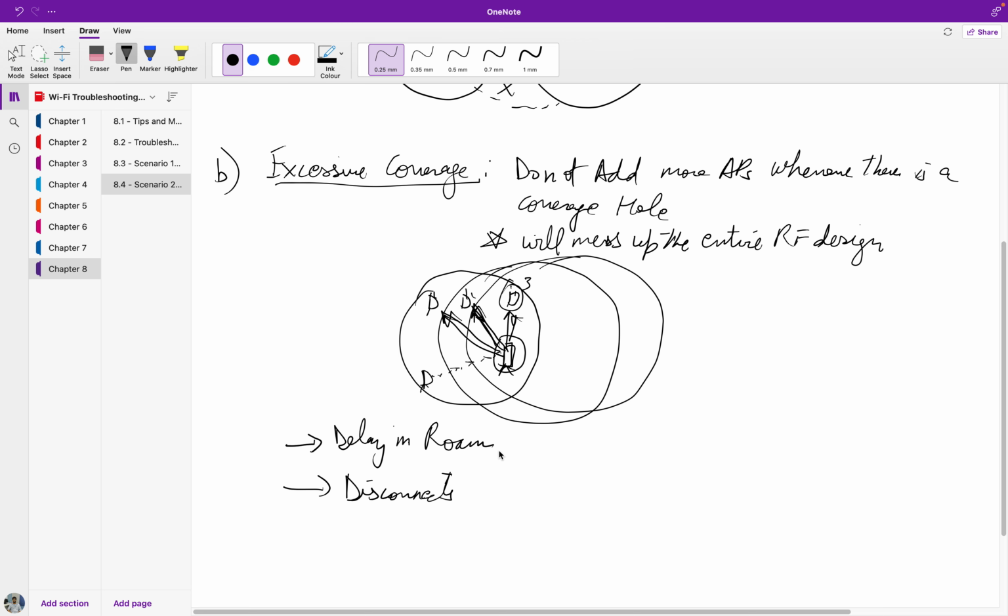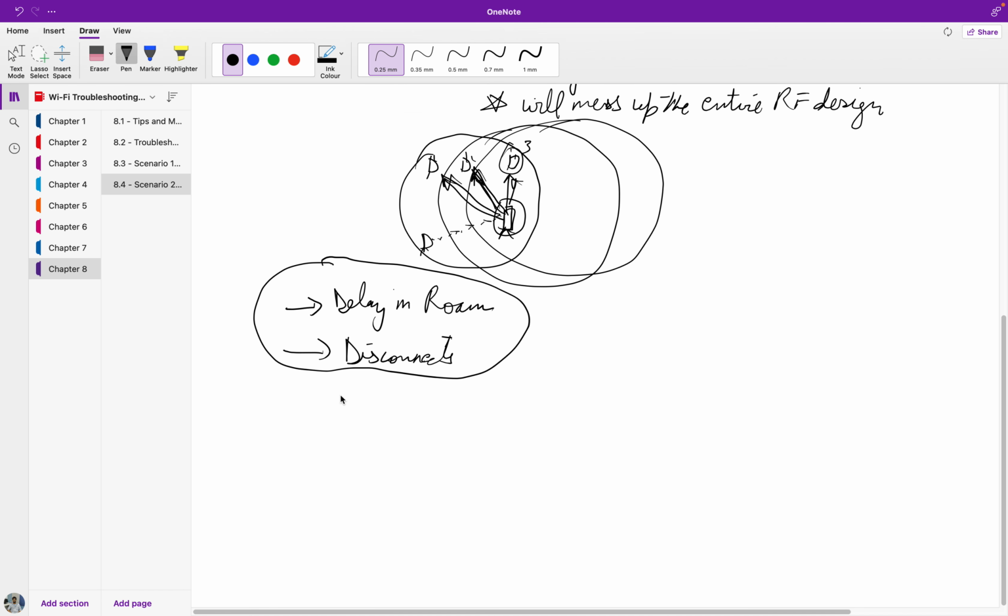Okay, I know a client initiates a roam when its threshold is breached. The signal has to drop to a minimum value of X before it can initiate a roam. But sometimes we have seen clients misbehaving on the ground even when they have strong signals from multiple APs. Issues like delay in roam and disconnects can be very common in areas where we have excessive coverage. So do not add more APs wherever you think there's a coverage hole, and do not blast the APs at maximum power. Okay, do not do that. That's going to be very bad for the network and the clients on the ground.